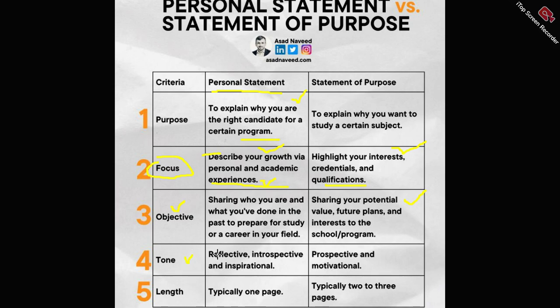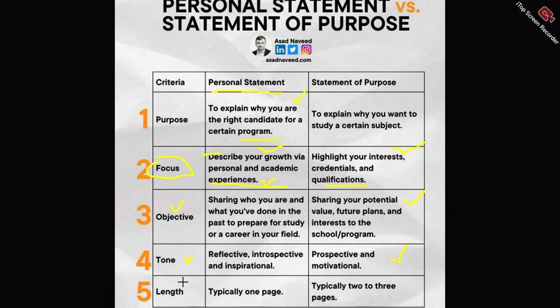While writing the statement of purpose, you have to be reflective, introspective, and inspirational, so that the reader should know about your potential. And you have to be prospective and motivational, so that they will know how motivated you are, or how interested you are in their scholarship, and how well you can put your efforts into their scholarship or their school, and why you are a valuable person to win a scholarship, or why they will give you a scholarship. Give them a reason. Okay.